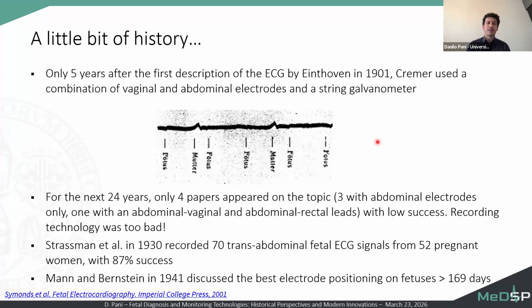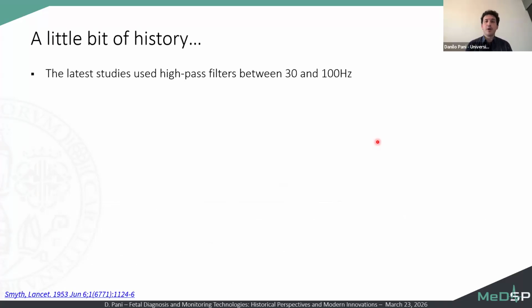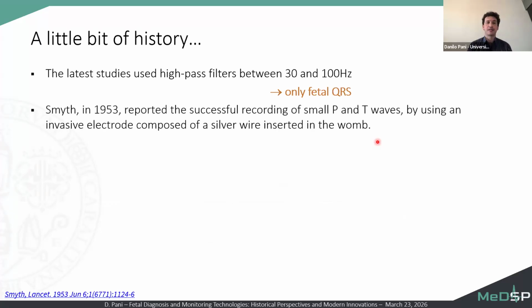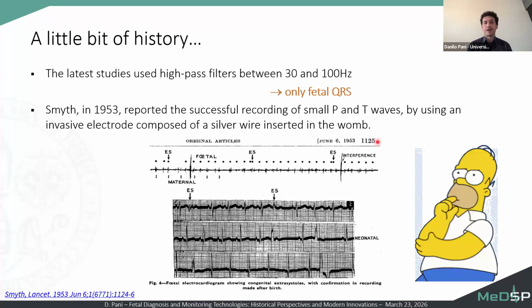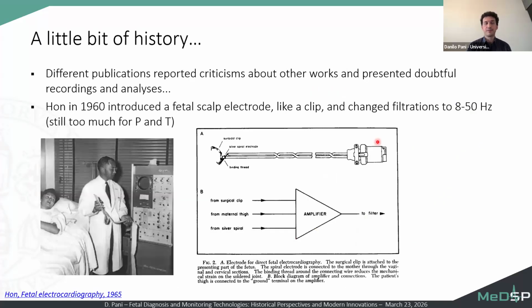Then, in 1930, some studies started where multiple pregnant women were tested for this kind of signal with good success, and some studies on the best electrode positioning on the fetus for invasive exams appeared. However, the latest studies were affected by a problem because the bandwidth of the signal was limited between 30 and 100 Hz, so only the fetal QRS could be detected effectively. And so several studies presented in that period are critical and have been challenged when they were trying to show also P and T waves.